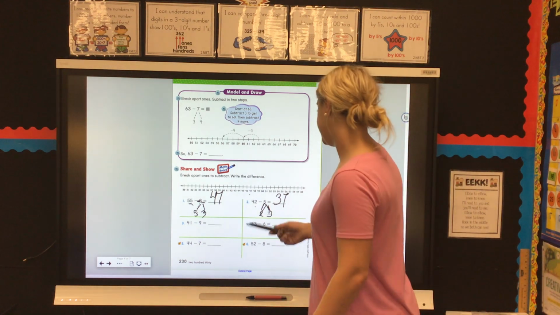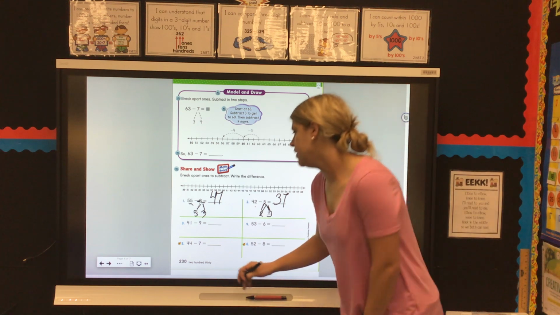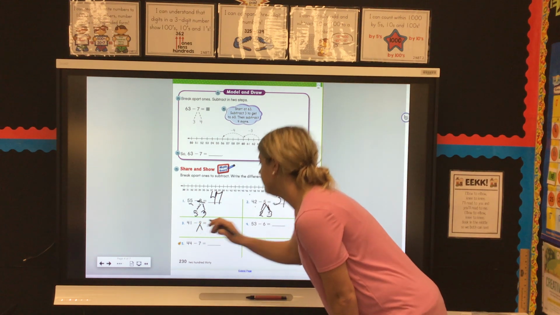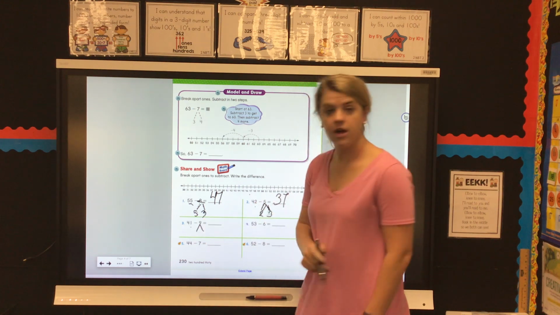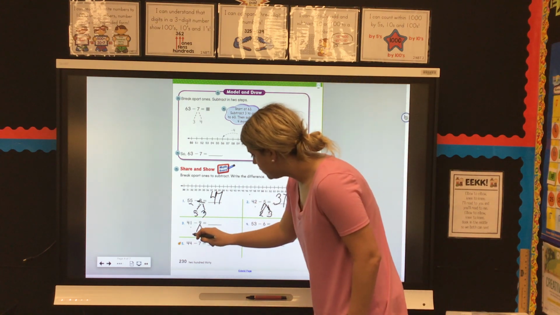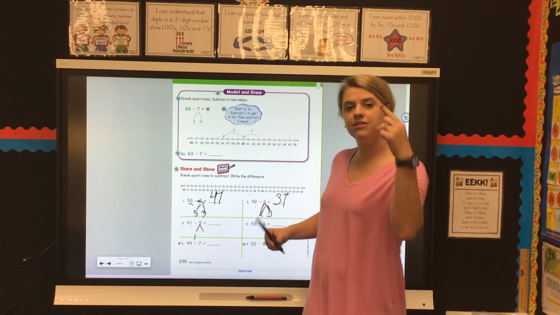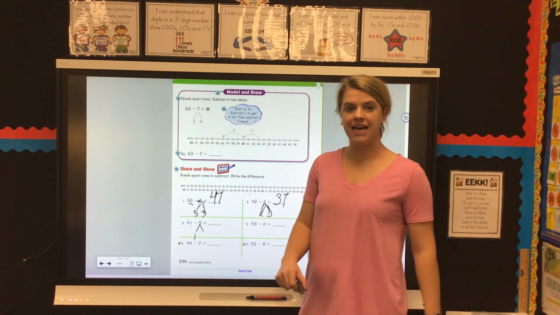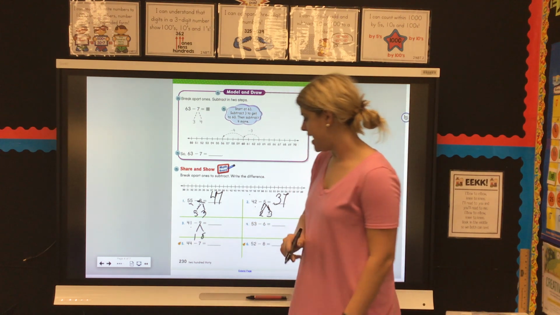Alright, let's try these two. 41 minus 9. I'm going to break my 9 down into two numbers. What number is in the ones place over here? A 1. So I have 41. So that means I'm going to take away 1. What else do I need to add to 1 to give me 9? 1 plus 8.